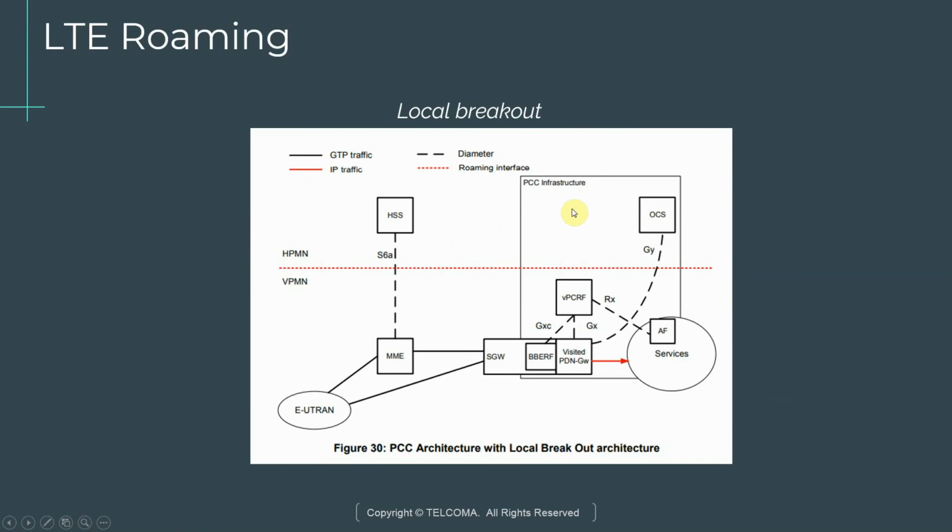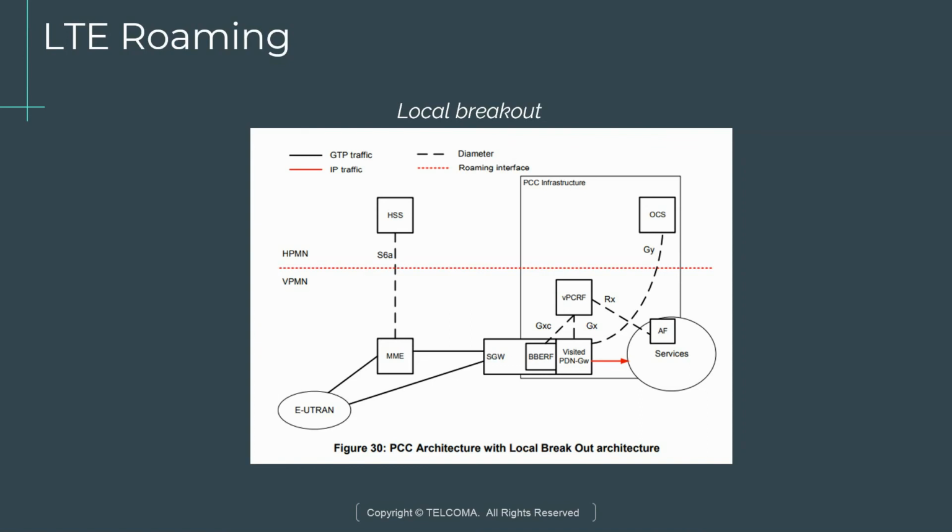So in case of a VoLTE deployment, you may want to lean more towards a local breakout versus a home routing. But there are challenges with local breakout as well, and there are specific challenges around APNs, access point names. But from a QoS point of view, the local breakout makes a little more sense.